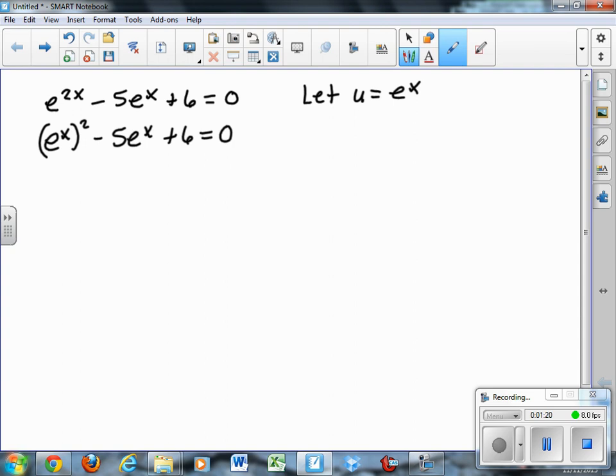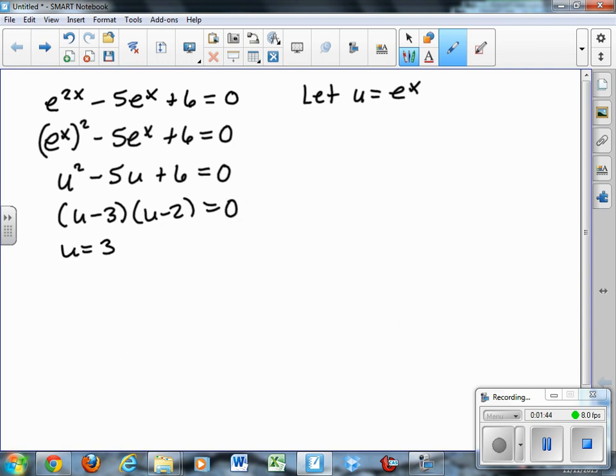So I'm going to say this is u squared minus 5u plus 6 equals 0. And from there, it's clear that this is a quadratic equation. It's a quadratic equation where we have an e to the x squared and an e to the x instead of just a single variable. So if I factor this, this would be u minus 3 times u minus 2 equals 0. So u is equal to 3 or u is equal to 2. And I glossed over the fact that I'm saying u minus 3 equals 0 or u minus 2 equals 0, therefore u equals 3 or u equals 2.